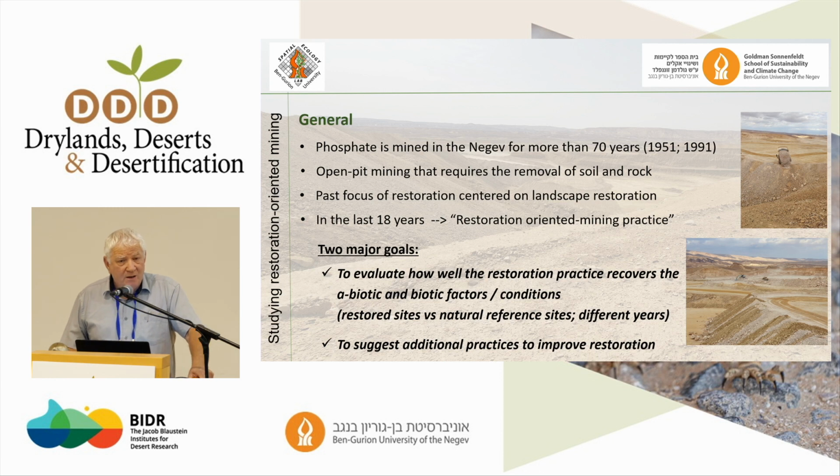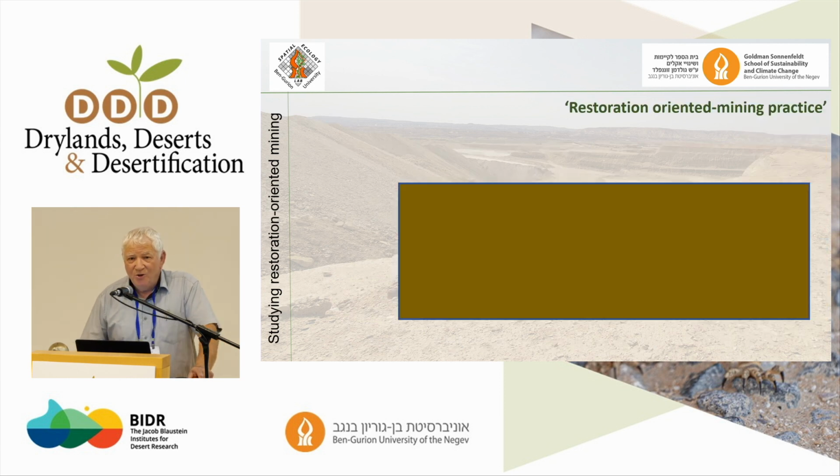So we were asked, as I said before, 6 or 7 years ago, by the company to evaluate how successful this practice is. And with our collaborators, we have 2 major, kind of umbrella goals. One is to evaluate how well the restoration practice recovers the abiotic and biotic factors, conditions, and to suggest additional practices to improve restoration, and we do a lot of work with this respect.